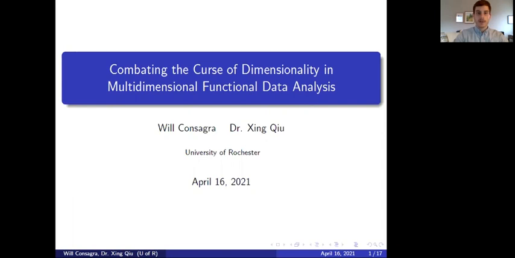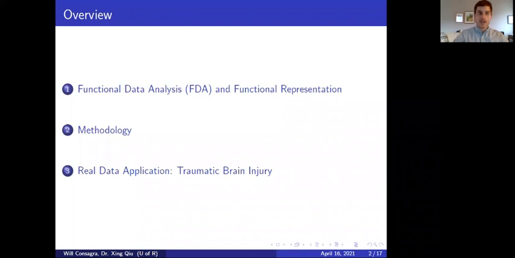Hello, today I'll be talking to you about a project I've been working on with my advisor, Dr. Xing Chu, about combating the curse of dimensionality in multidimensional functional data analysis. So I'll begin with a brief overview of functional data analysis, and particularly the functional representation problem, talk about how the curse of dimensionality creeps in here, then give an outline of our proposed methodology to combat this problem, and then give a brief outline of a real data application where we use our methodology to analyze DTI data for predicting traumatic brain injury.